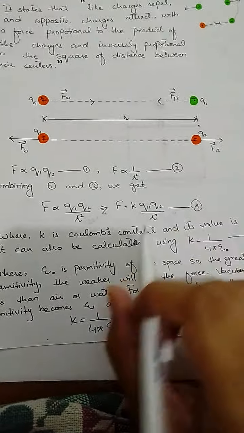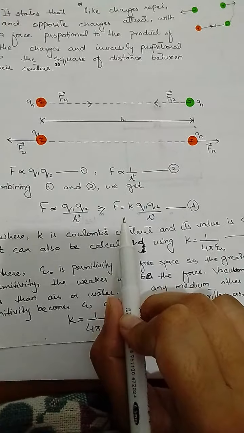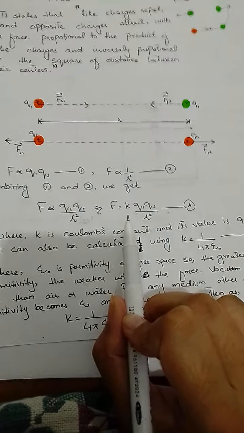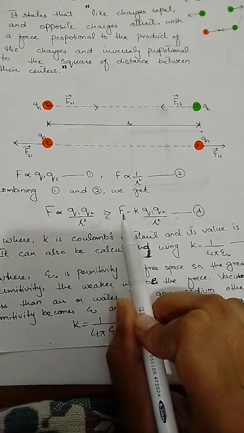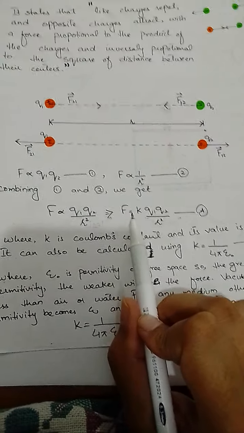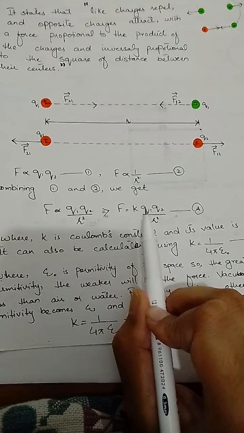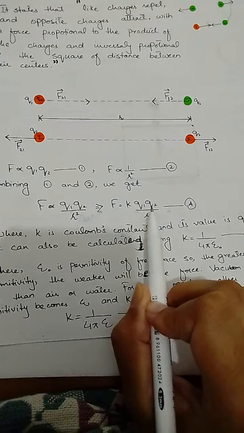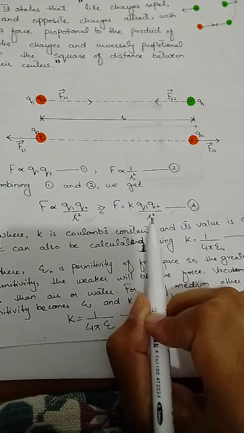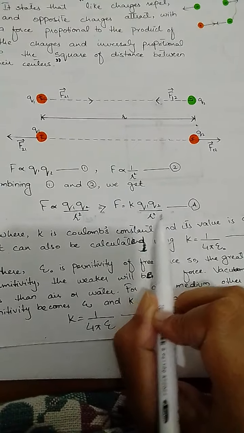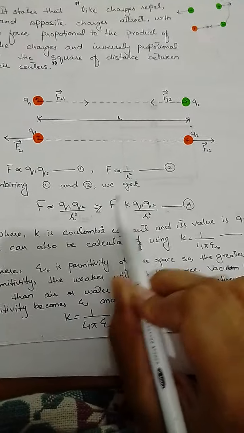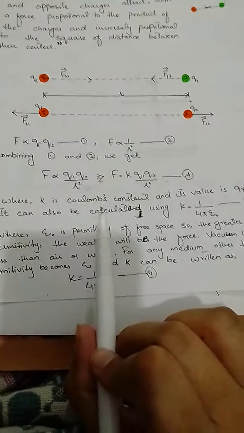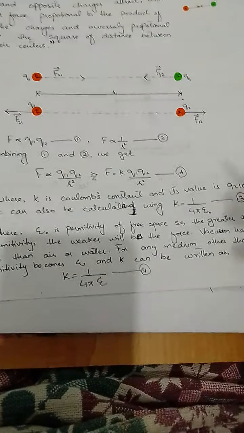Okay, so this is the equation for Coulomb's law. This is the mathematical representation of Coulomb's law. It says that F is equal to the magnitude of the product of these two charges divided by the square of the radius, times some constant K. What exactly is this constant K? K is Coulomb's constant, or the constant of proportionality.